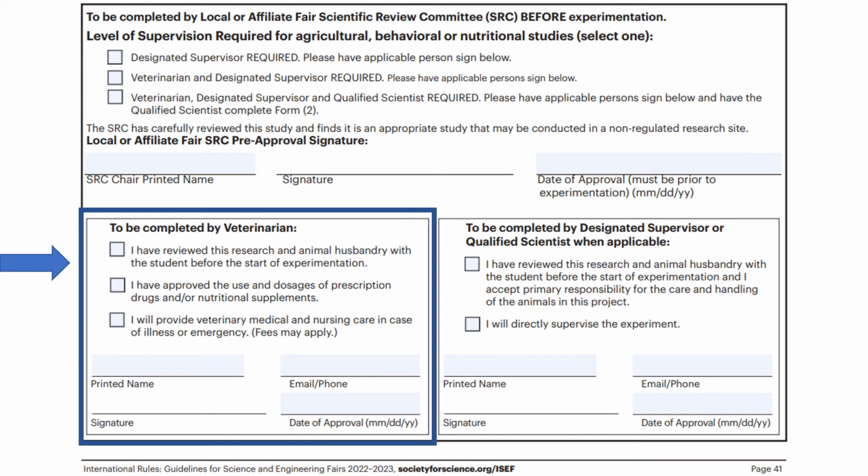If the Scientific Review Committee disagrees with your assessment, you will be asked to have a vet sign this form before you can begin your experiment. If you want to be safe, you can have a vet review your project and sign the appropriate boxes.